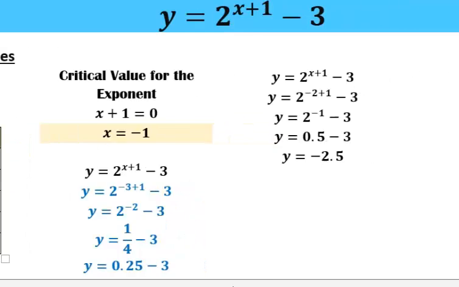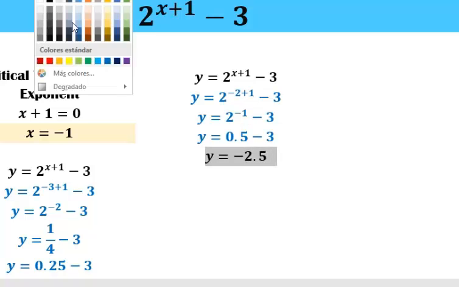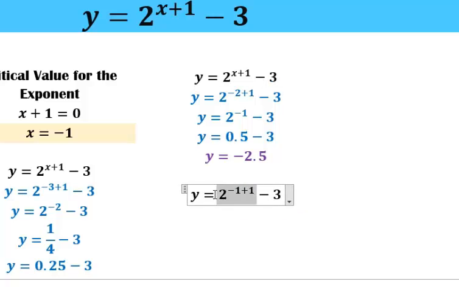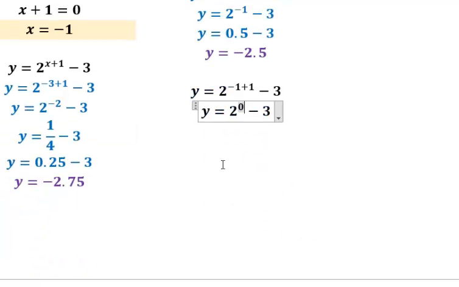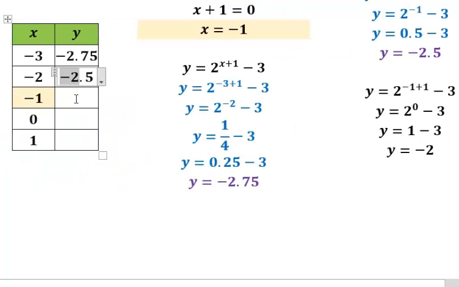We're going to continue with the next number. We copy the formula again and use the next number in line, which is minus 1. Minus 1 plus 1 will be 0. Any number raised to 0 gives me 1 as an answer. So 2 to the power of 0 is 1, and 1 minus 3 will be negative 2. So we put negative 2 here as the answer.